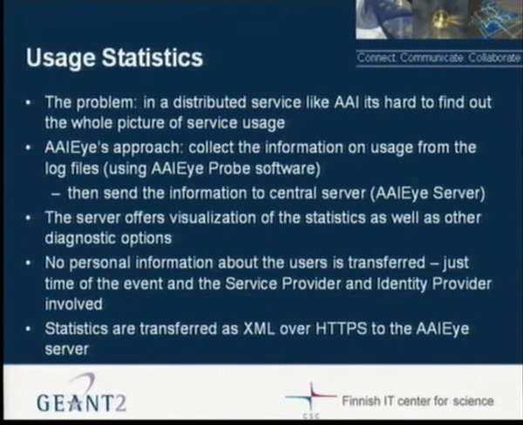Another feature of AI is a collection of usage statistics, because it would be nice, at least for us as federation operator, to know what's happening in our federation. But in this kind of distributed services, it's hard or even impossible. So AI can be used for collecting these usage statistics by installing AI probe software, which can be installed on the servers running identity provider or service provider software.